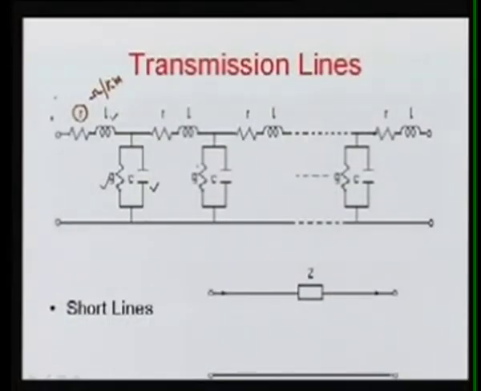But for analysis purposes we normally go for different representations for different lines, and we can classify the lines depending upon the length. The first one is the short line. A short line is a line whose length is less than 80 kilometers, or you can say 60 miles.